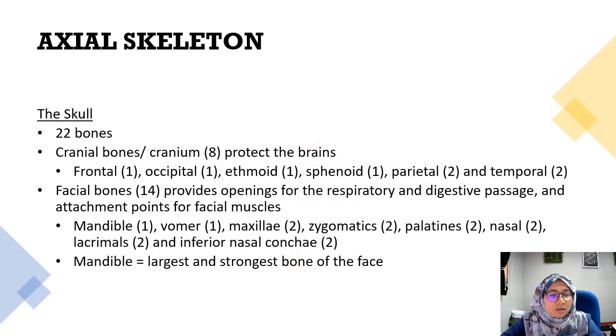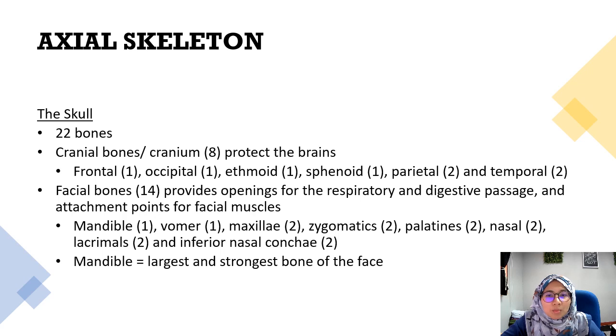Our axial skeleton, we start with the skull first. The skull has 22 bones. They come from our cranial bones, or the cranium, which has 8 bones to protect our brain. Where do the 8 bones come from? 1 frontal, 1 occipital, 1 ethmoid, 1 sphenoid, 2 parietal, and 2 temporal. Whereas the facial bones are 14 bones at our face.